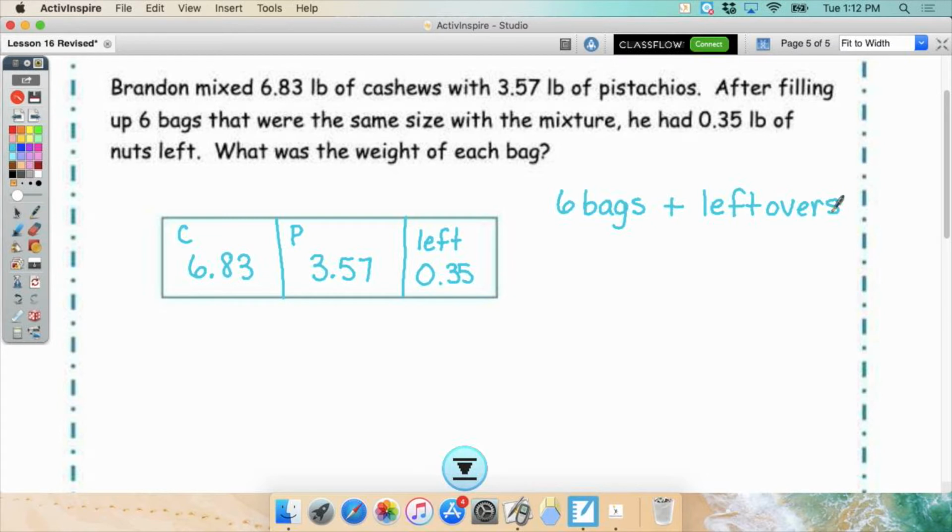So how am I going to figure out 1 bag? That's what I got to figure out. That's the question it's asking. So how can I figure out one bag? Well, what am I going to do with my leftovers? What am I going to do with my nuts? That's what I got to figure out. Any ideas?